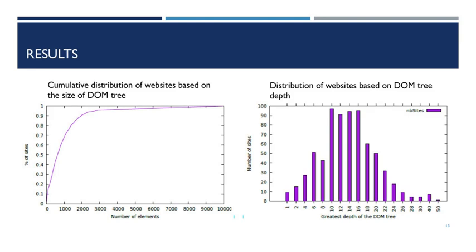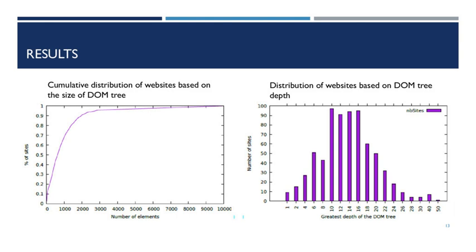Now, on a more numerical side, we started by answering our first question. How big is a web page? The graph on the left shows the cumulative distribution of pages based on the total size of their DOM tree. From this, we can see that about half of all pages have fewer than 700 nodes, and 90% of pages have fewer than 2,000 nodes.